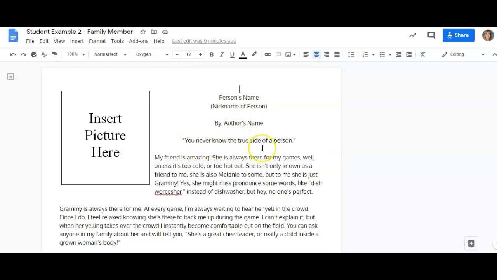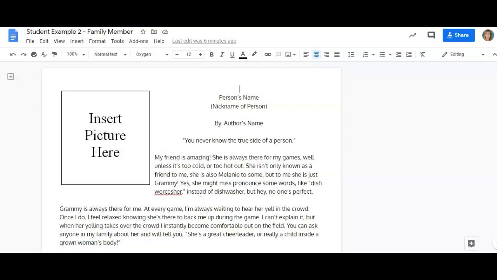You never know the true side of a person. My friend is amazing. She's always there for my games. Well, unless it's too cold or too hot out. She isn't only known as a friend to me. She is also Melanie to some. But to me, she's just Grammy. Yes, she might mispronounce some words like dishwasher instead of dishwasher. But hey, no one's perfect.